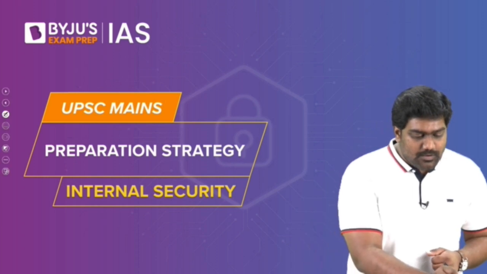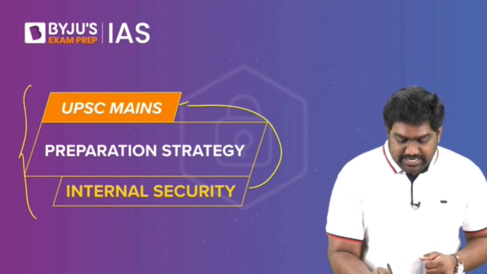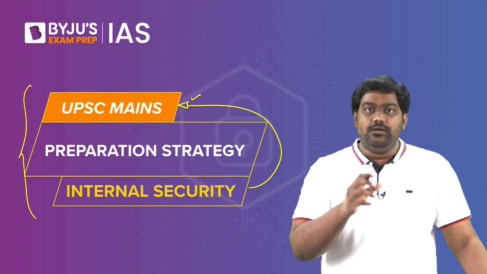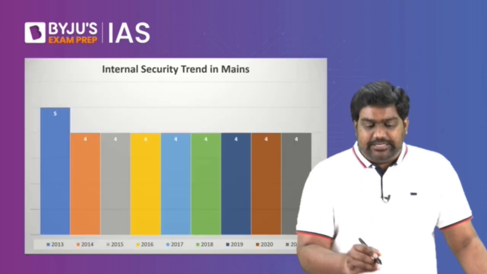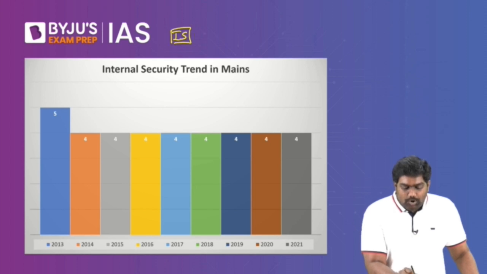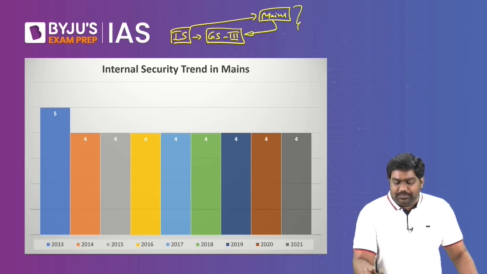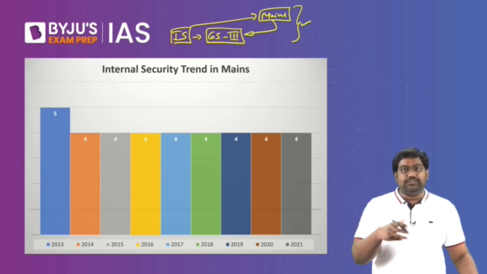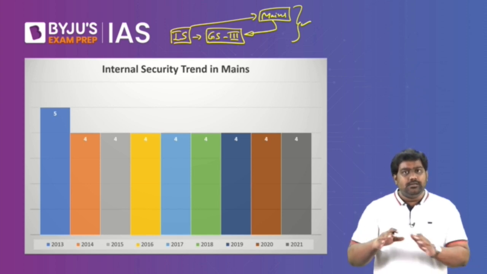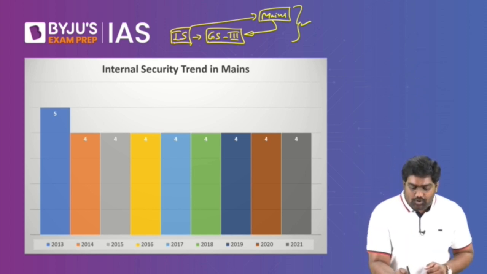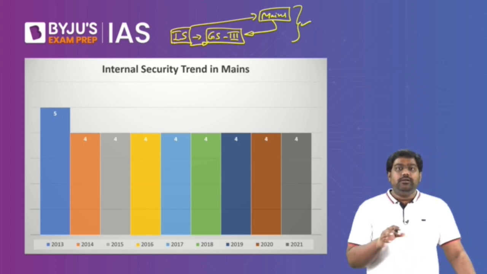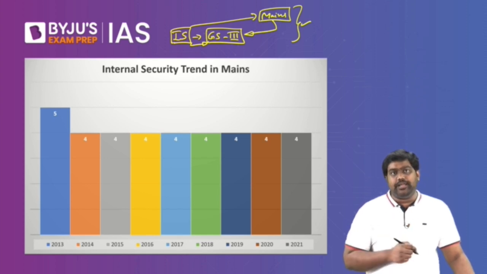So in this episode, we are going to talk about the preparation strategy needed for covering internal security for your mains. See, internal security is an important subject under GS paper 3 and it is predominantly a mains oriented subject. Under GS paper 3, after economy, after science and technology, disaster management, etc., at the end, you find the syllabus given for internal security. Internal security as a subject deals with the security issues and challenges being faced by India.